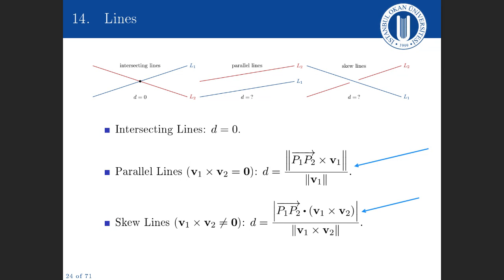We're going to do an example now on the next slide. First, we need to understand, do we have intersecting lines or parallel lines or skew lines? And that will tell us which formula that we want to use. After we know which formula that we want to use, it's a case of putting the information into the formula and getting the number.